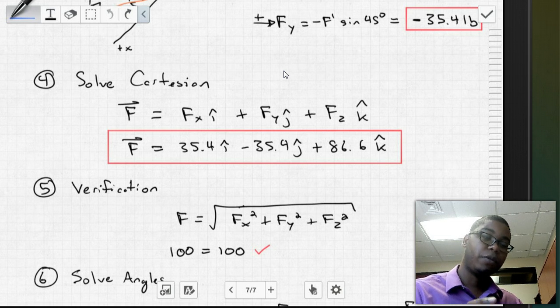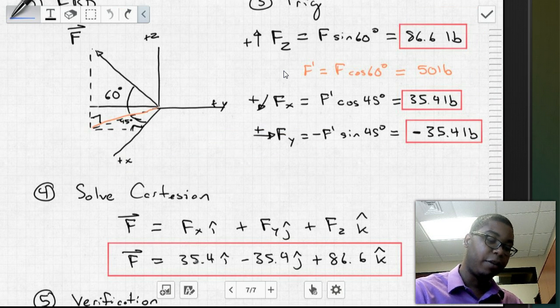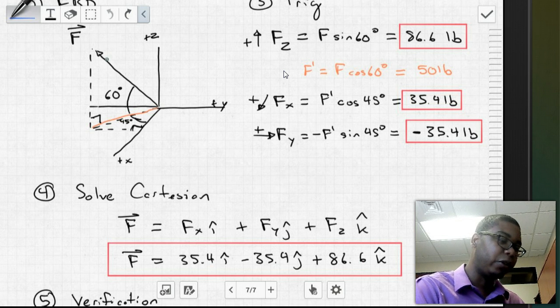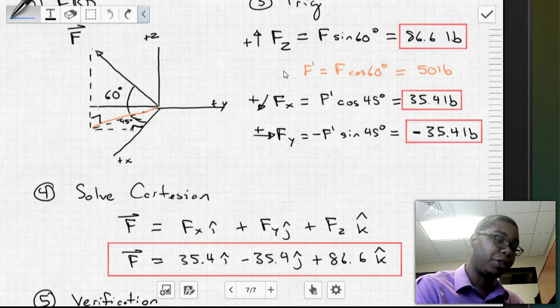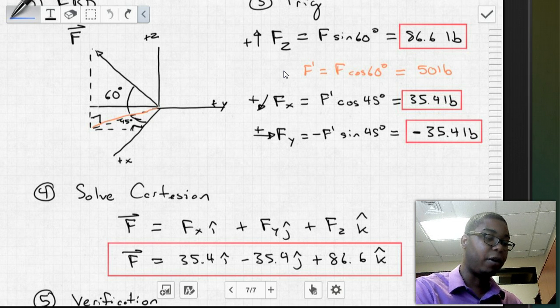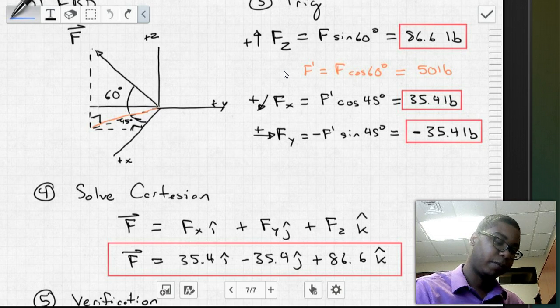However, it's important to note that we must correctly identify the directions of the x, y, and the z components. And that means looking very carefully at our free body diagram and visually understanding or interpreting what direction the components should be based on the resultant vector.